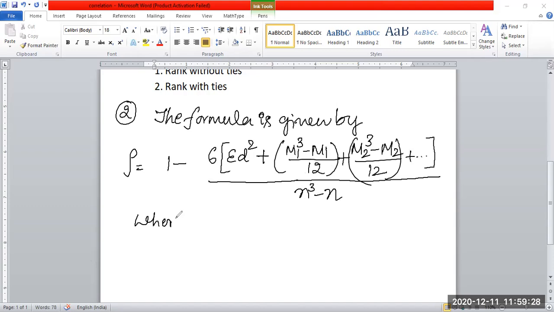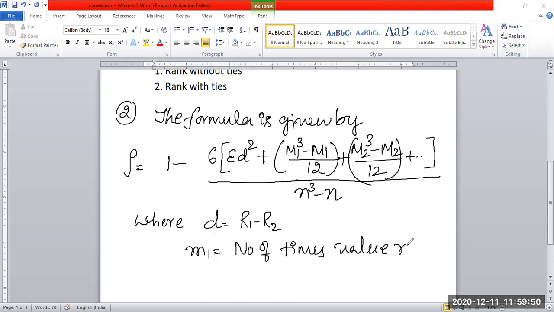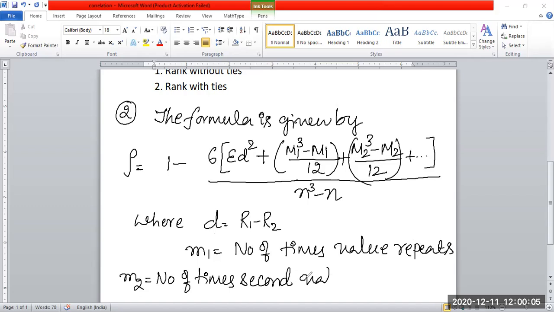Where, as we already know, d is equal to r1 minus r2, m1 is equal to the number of times a value repeats, m2 is equal to the number of times the second value repeats, and so on.